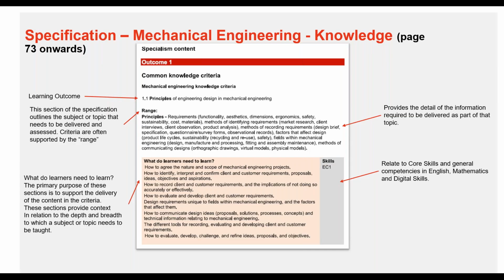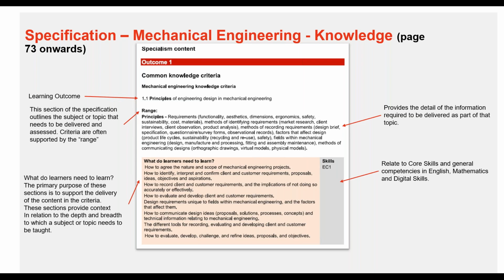So if we think about how the content is split, this is outcome 1, so this is the knowledge section. What you'll see is something called 1.1, and that is the learning outcome. In other words, that is what we're going to be asking the learners to work upon. You've then got the range, and the range outlines the subject or topic that needs to be delivered. Everything in that, principles, requirement, bracket, functionality, aesthetics, dimensions, etc., all needs to be covered with the learners. There's nothing that should not be covered in that topic outline.